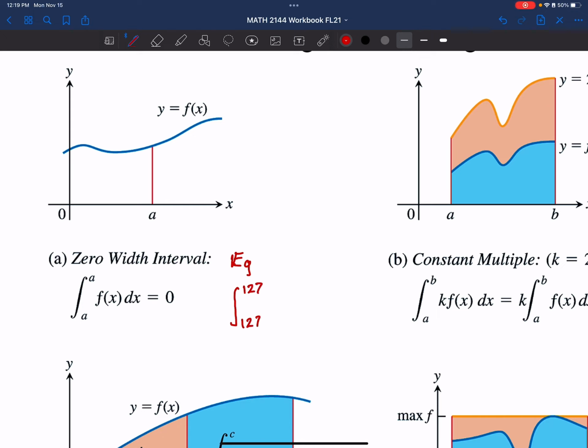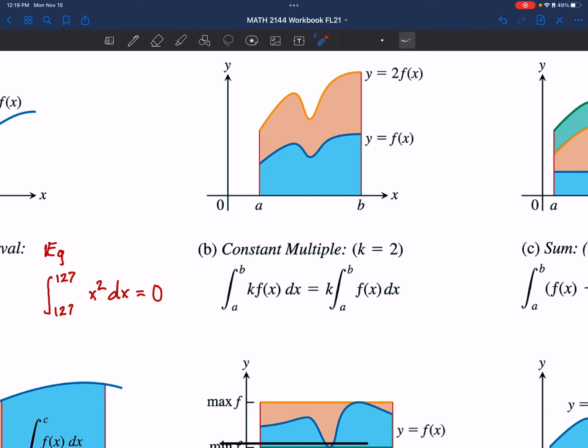We'll merge them. And let's say we had this right here. We don't necessarily know the relationship between the antiderivative and the definite integral yet, but what is that going to be equal to? 0, because again, 127 to 127, we have no width to our interval, so therefore its area is 0.